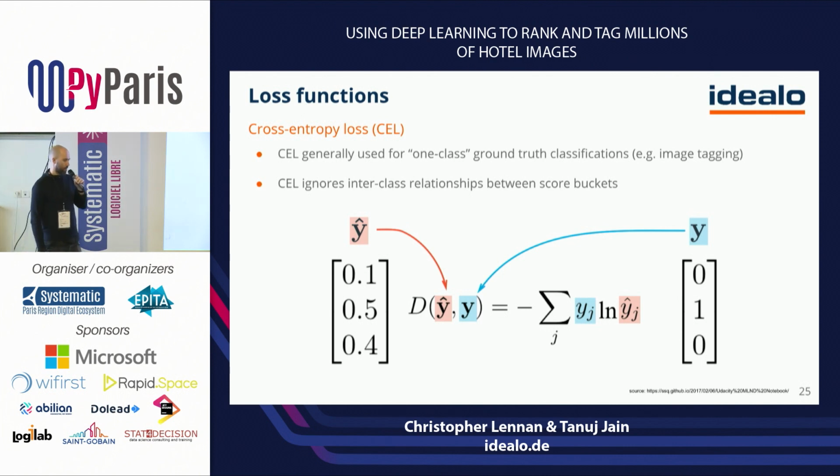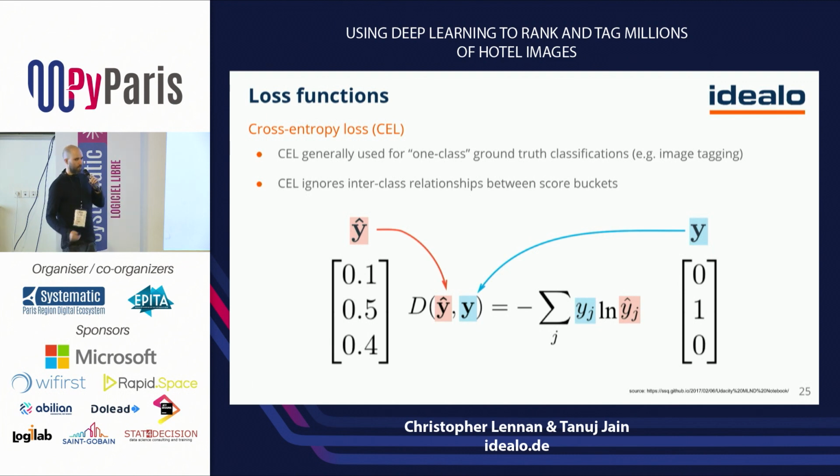The standard loss function is this cross entropy loss that is generally used in classification setups. And for example, our image tagging problem that Tanuj is going to present in a second, that's this typical classification setup where there is a ground truth. So there's one label that is true. So for example, it's either a bedroom or not. There's no either or.